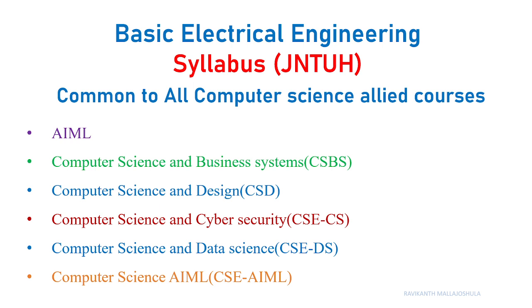In fact, basic electrical engineering we call this subject, which is introduced in the JNTU first year syllabus, in the first semester. Now, this syllabus is applicable to the sister allied courses of CSC background. Like if you have an engineering background of AIML, computer science with business systems, computer science with design, computer science and cyber security, data science, or computer science with AIML, for all these branches of engineering, this syllabus is common.